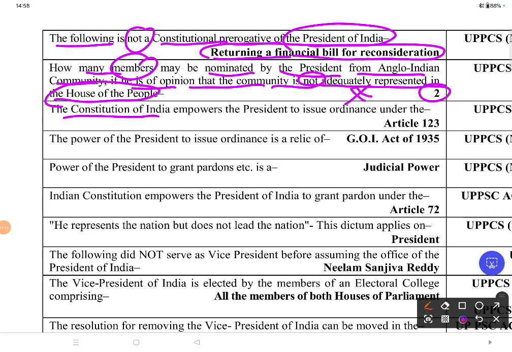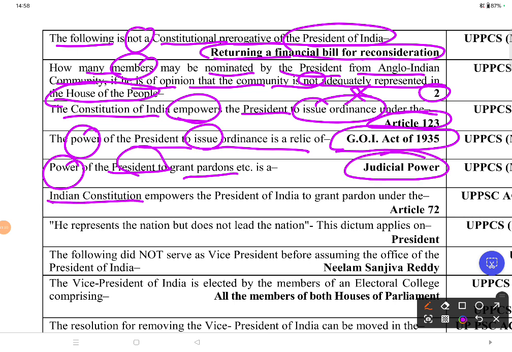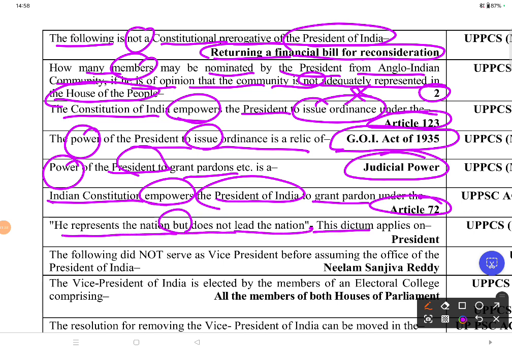The Constitution of India empowers the President to issue ordinances under Article 123. The power of the President to issue ordinances is a relic of the Government of India Act 1935. The power of the President to grant pardon, etc. is a judicial power. The Indian Constitution empowers the President of India to grant pardon under Article 72. He represents the nation but does not lead the nation. This dictum applies to the President.